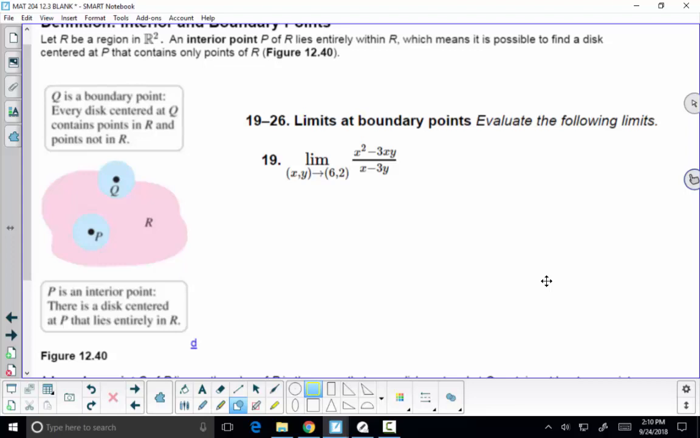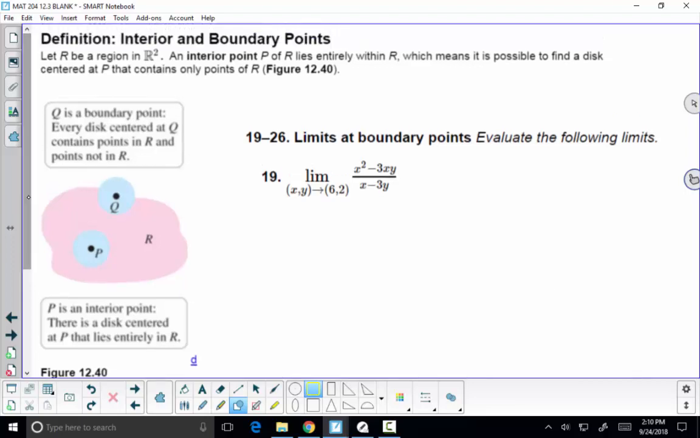So we're going to be dealing with sets, and we need to define a couple of ideas. We need to define what we mean by a point that is interior to a set, and a point that is exterior to a set, and a point that is a boundary point for a set. So we're talking about a set of ordered pairs in two-dimensional space. So this region R, the pink cloud there, is representing a set in two-dimensional space. And point P is going to be an interior point.